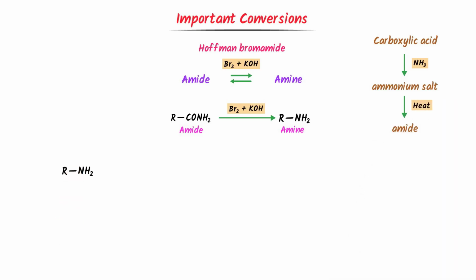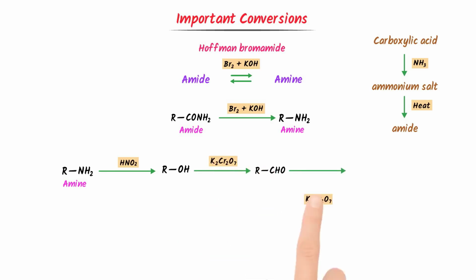So I will convert this amine to alcohol. We have already learned that if we add nitrous acid to amine, it will convert to alcohol. Now I will oxidize alcohol to get aldehyde. Also, I will oxidize aldehyde to get carboxylic acid.